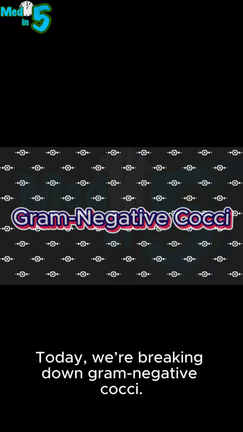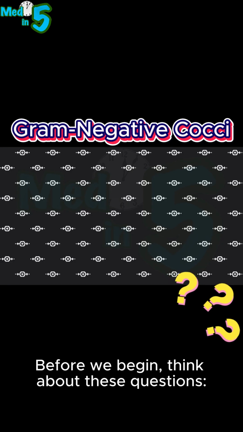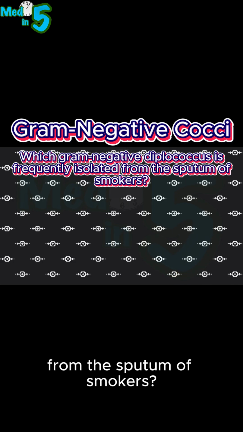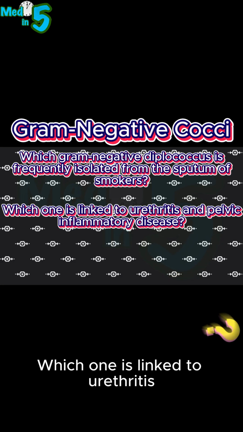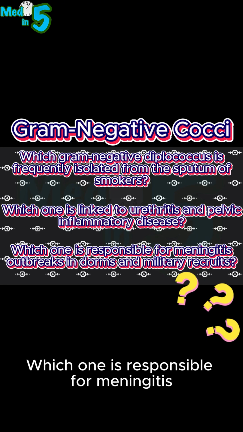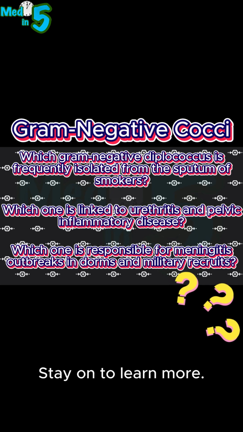Today, we're breaking down gram-negative cocci. Before we begin, think about these questions. Which gram-negative Diplococcus is frequently isolated from the sputum of smokers? Which one is linked to urethritis and pelvic inflammatory disease? Which one is responsible for meningitis outbreaks in dorms and military recruits? Stay on to learn more.